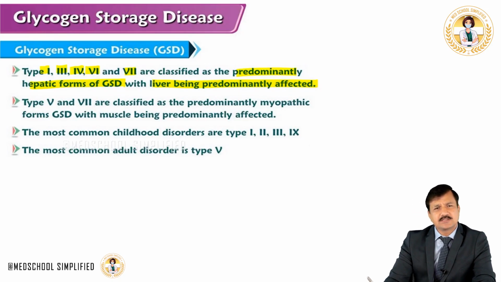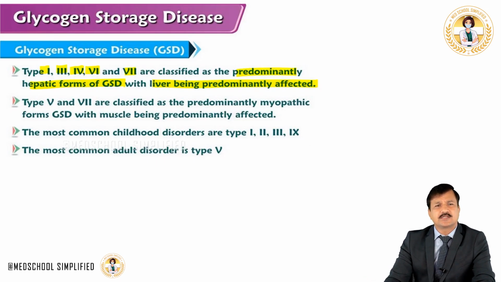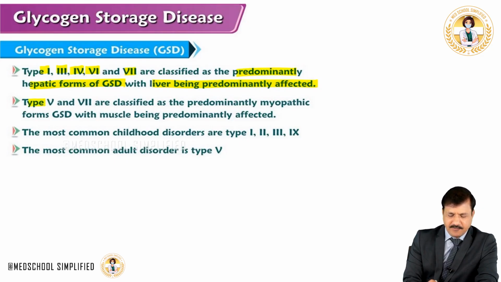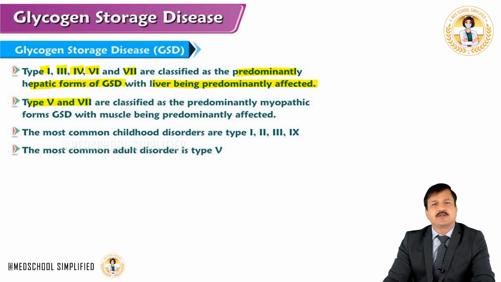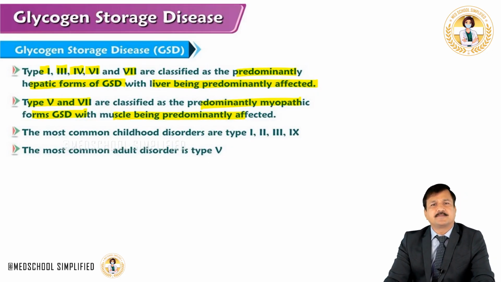And that is type 1 is Von Gierke disease, type 3 Cori's disease, type 4 Andersen disease, type 6 is Hers disease, and type 7 is Tarui's disease, although Tarui's disease is predominantly more of skeletal muscle, and red blood cells are affected in that, right? So coming to type 5 and type 7, type 5 is McArdle's and type 7 is Tarui's, where it is a predominantly myopathic form of glycogen storage disease with the muscle being predominantly affected.